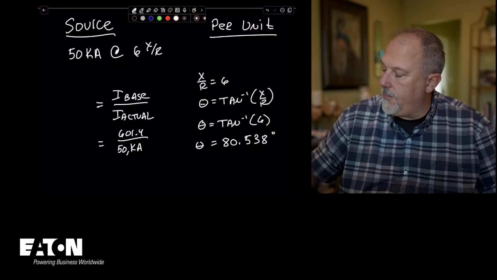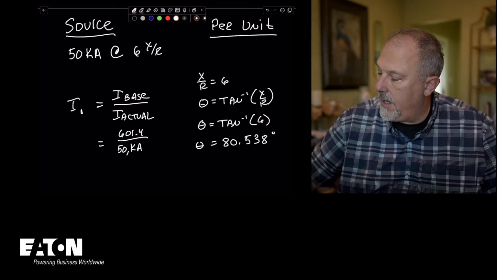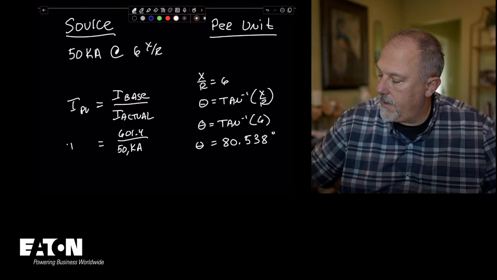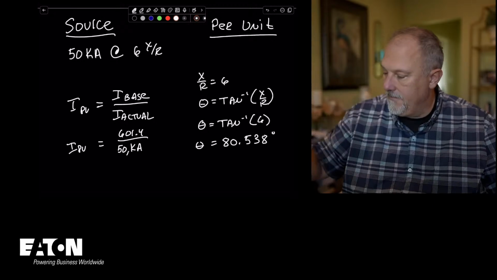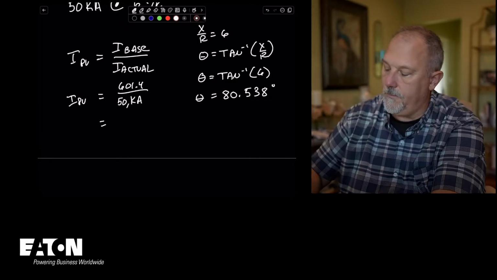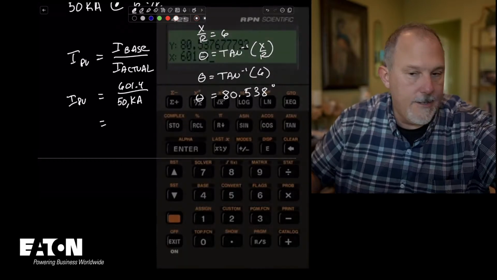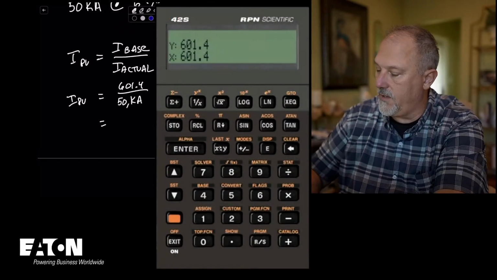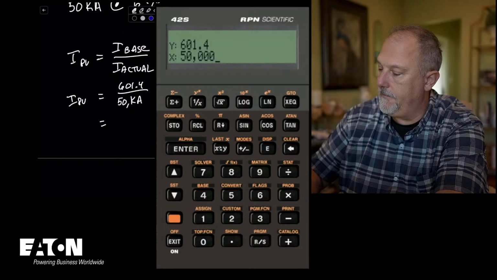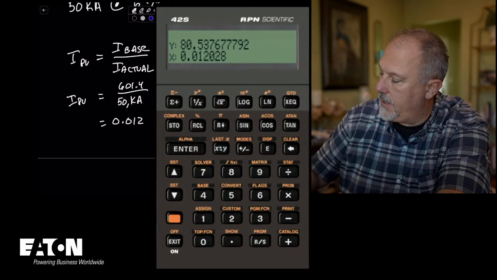Okay, we're going back. This is I per unit. So I per unit is 601.4. Don't ever take shortcuts. 601.4 divided by 50,000. That is 0.012028.